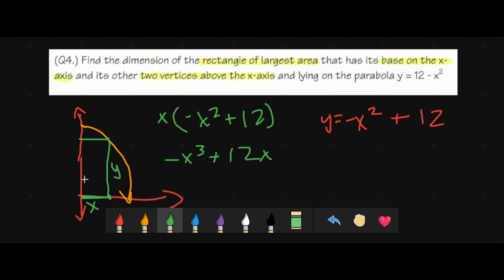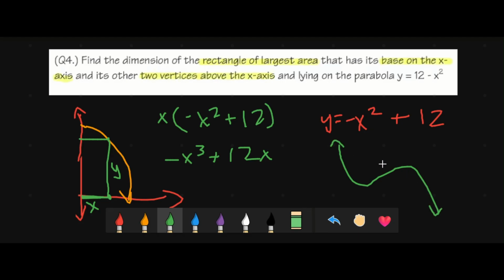And x must also be positive, because we're trying to find this side. Well, the maximum value for this, in case you don't know, the way to find the maximum value is we take its derivative and set it to zero. The reason why we do this is because, say, this is a cubic, so its graph would look something like this.